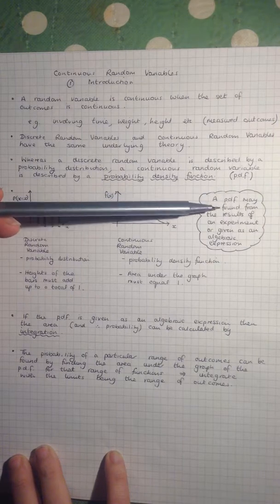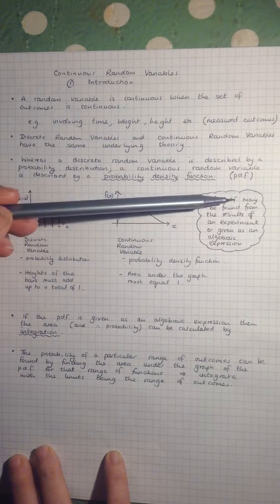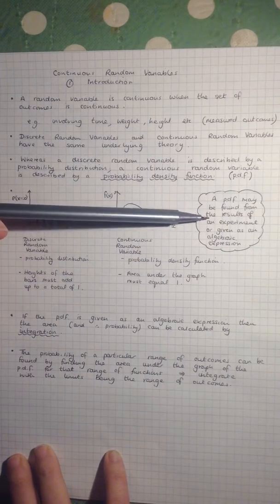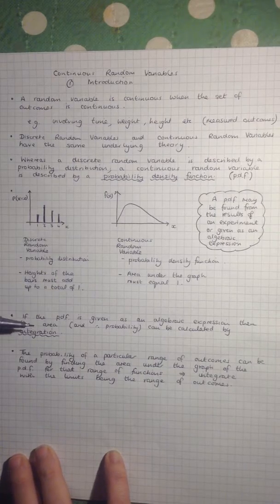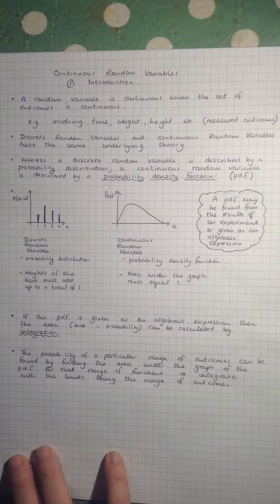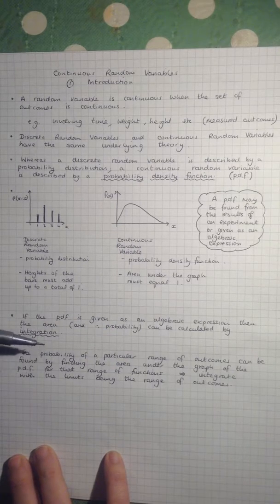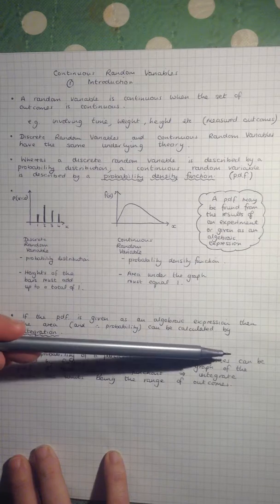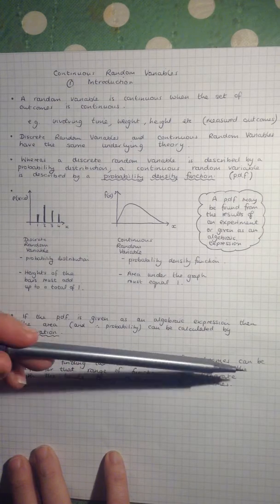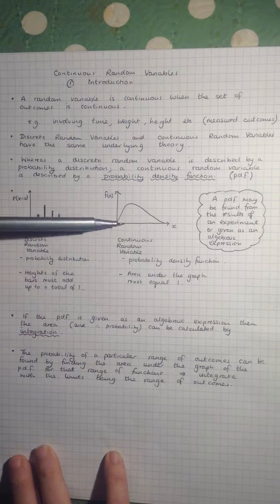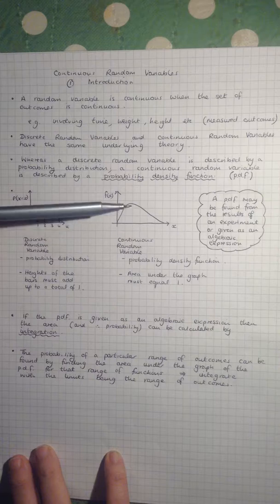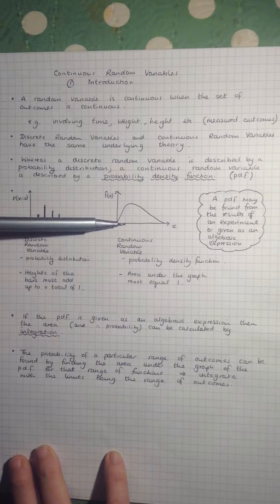As a little aside, you could have an algebraic expression for a PDF, or it might be the results of an experiment. If it is an algebraic expression, then this is one that can be integrated to find the area and therefore the probability. So to find the probability of a particular range of outcomes, you find the area under the graph of the PDF for that range. So if we wanted the probability from between here and here, we would find this area under the graph, and we do that by integrating between these two limits.